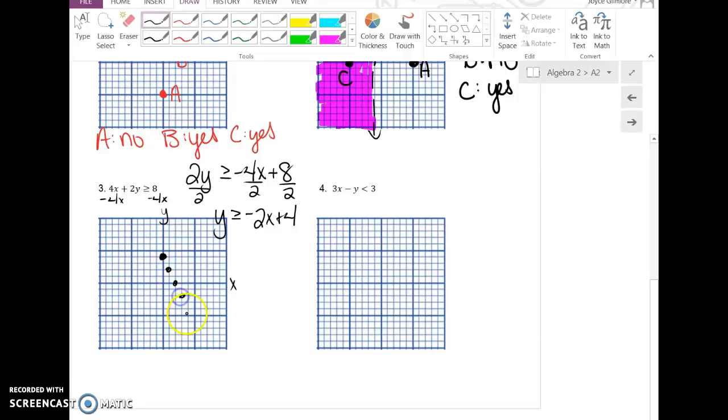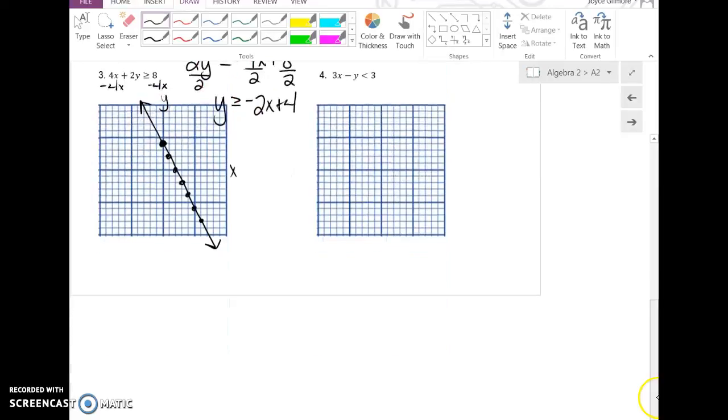Next, we need to think about, is this line going to be a solid line or a dashed line? Solid line. Okay. This is how the math books tell you to decide how to shade. We're going to do like we did for example 1. Pick a point and test it. Is this point a solution or not?